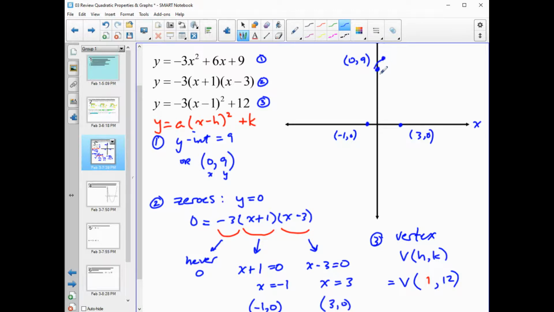And I'll just try my best. I'm probably not going to do a very good job with this little tablet that I'm working on, but I'll just try my best to draw a smooth curve. You'll have to forgive.